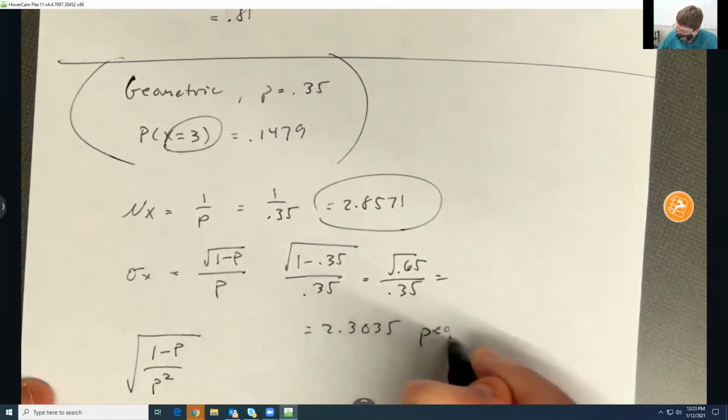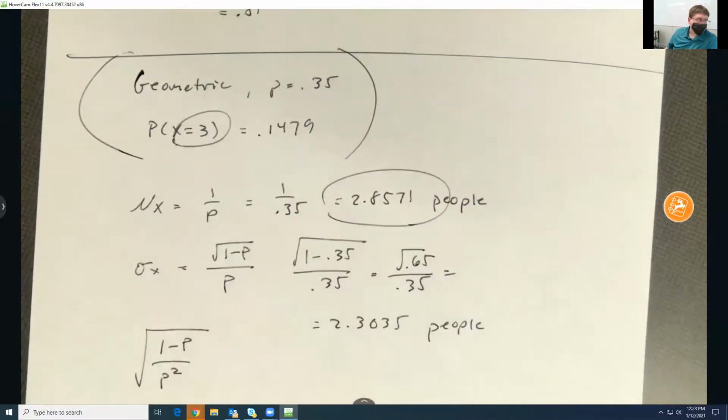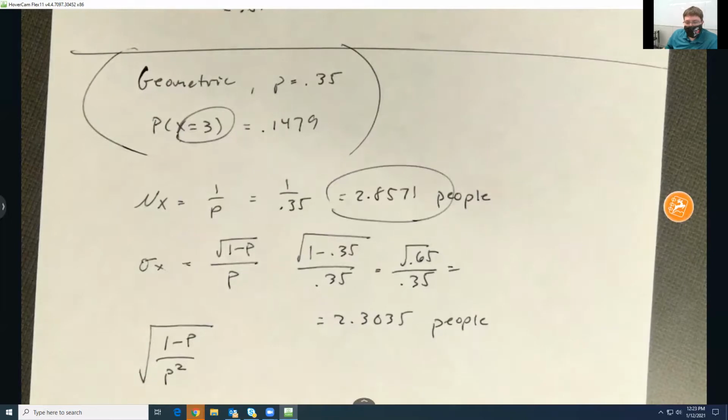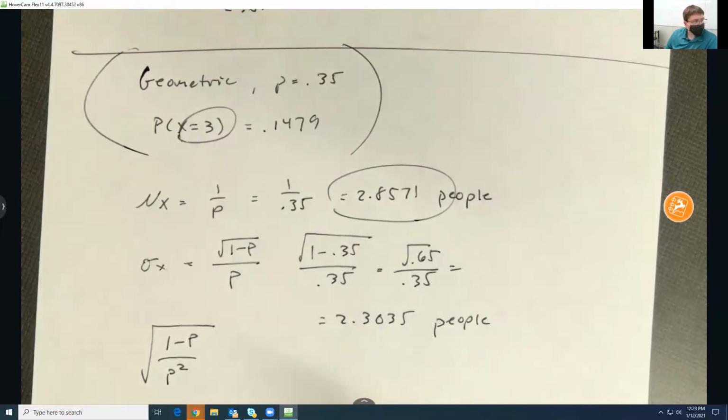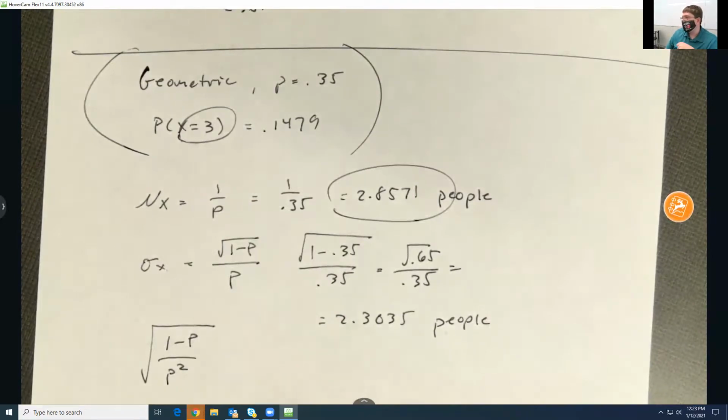Don't forget to put labels. I always forget. This is people, buyers, something. Give them some sort of meaning. They're not just random numbers. So give or take 2-ish buyers in either direction is reasonable within 1 standard deviation of this. So anywhere from 1 to 5 people, she's probably doing fine.